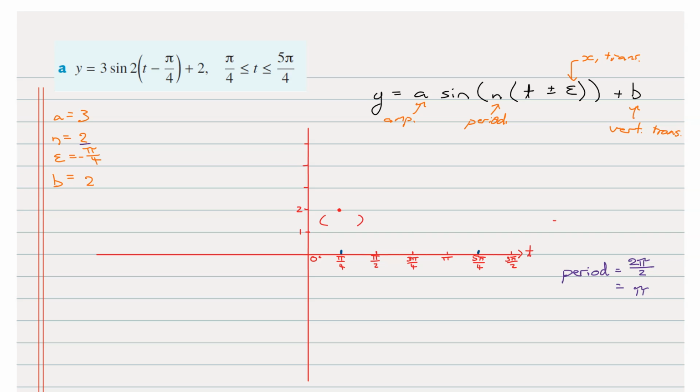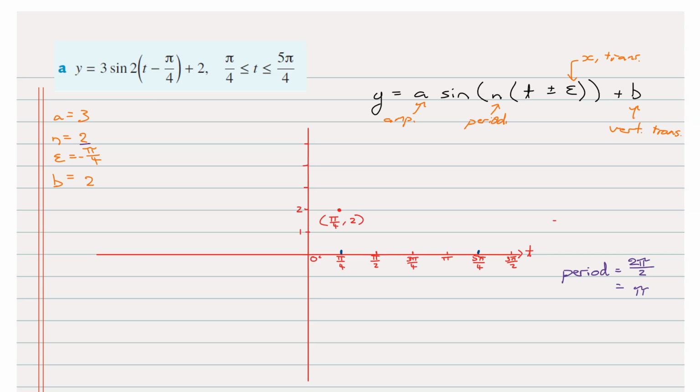So we could write epsilon or negative epsilon, and then b. This would be these coordinates here. So notice epsilon's already negative, so it becomes pi over 4. So this will be pi over 4, and then the b is going to be plus 2. So filling in those values, we're going to get pi over 4 and then positive 2.